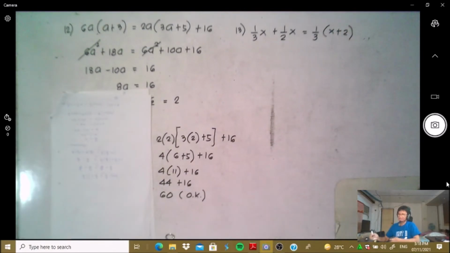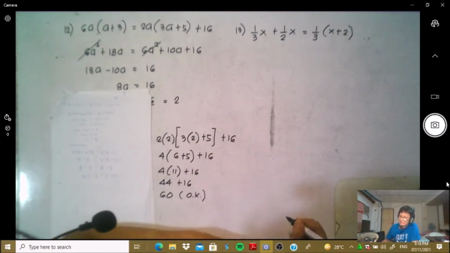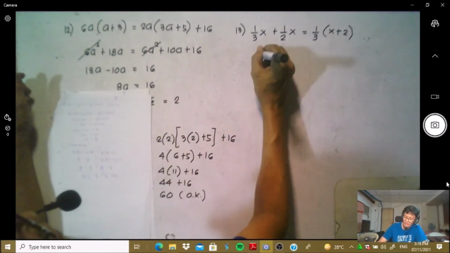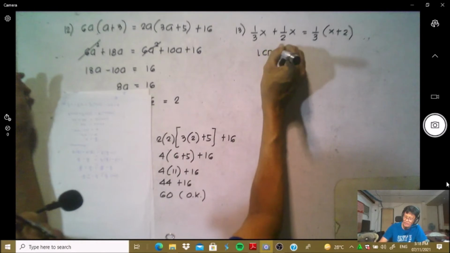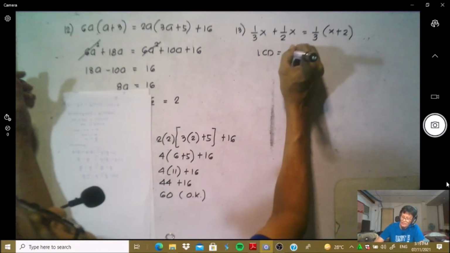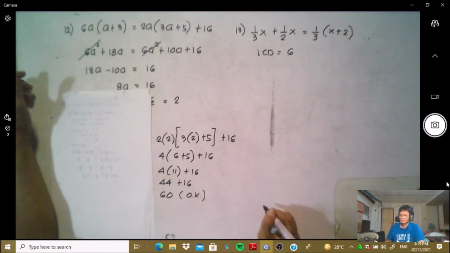Now in a problem like this, we have to use the least common denominator, and our least common denominator will be the least common multiple of 3 and 2, and that will be equal to 6. Okay? So actually, the solution to this is to multiply all terms by 6.